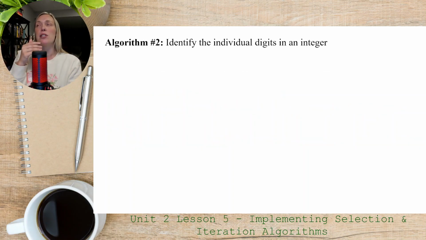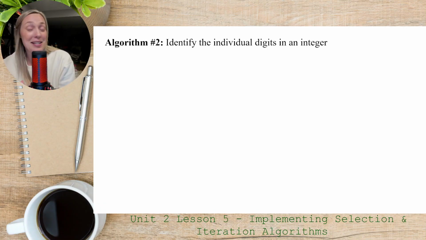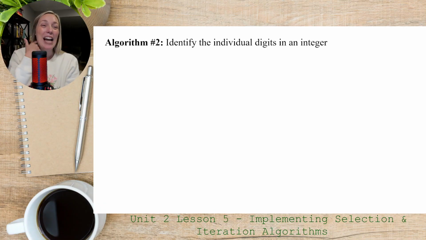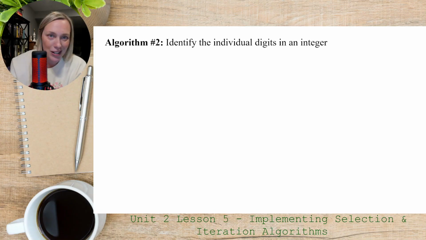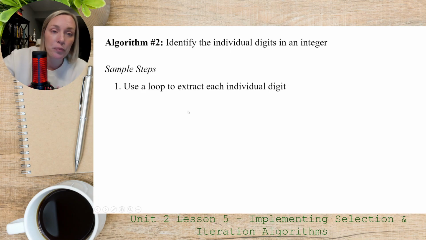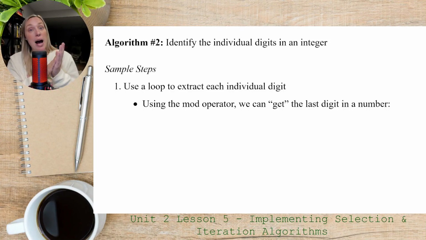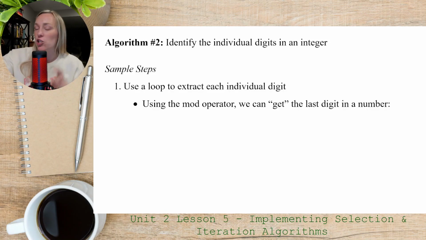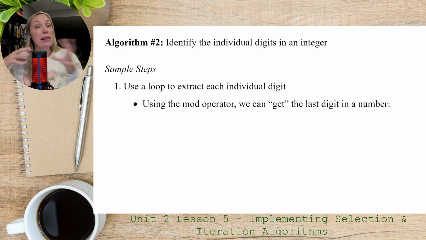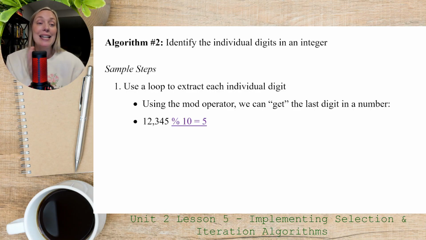Okay, let's get into stuff that you can't necessarily do without a loop. Like algorithm number 2, identify the individual digits in an integer. Now, there's a few different ways you might need to use this algorithm. You can apply it to different situations, whatever that may be. But it's just identifying individual digits in an integer. We use a loop to extract each individual digit. And using that mod operator, we can get the last digit in a number. This is a technique we can use to get what that last digit is, and that's by taking mod 10.